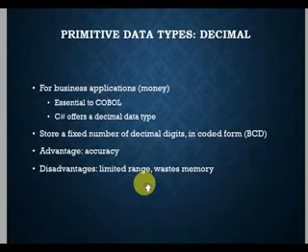The decimal data types store a fixed number of decimal digits with the decimal point at a fixed position in the values. Such decimal data types are very essential in COBOL, because COBOL, we know, is used for business application software. So this is very essential in COBOL, and C# also supports decimal data types.